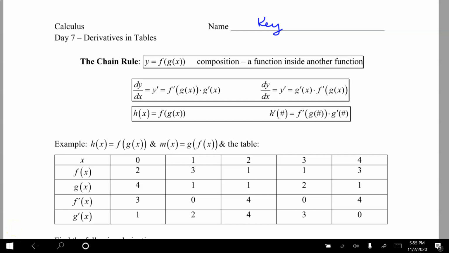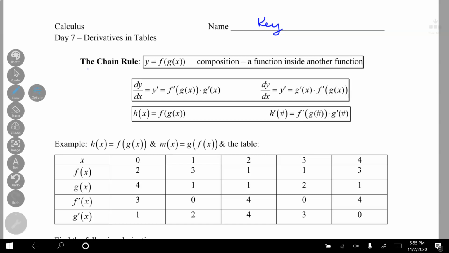Welcome to day 7, derivatives in tables. So we're going to do the chain rule, the product rule, and the quotient rule, but instead of applying them to functions that have formulas with x's that we have to move around, we're going to do it with numbers inside of tables. The rules are all the same, except we're not finding a general formula. We're finding the specific derivative for this very specific x value given to you.